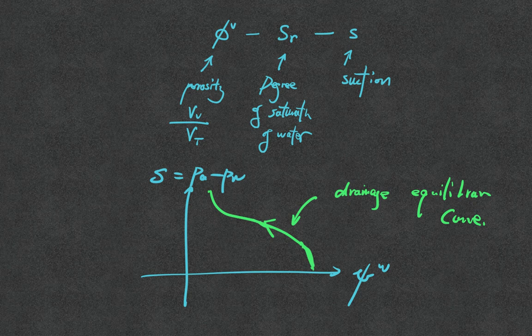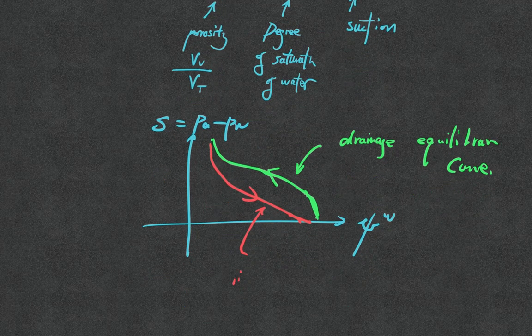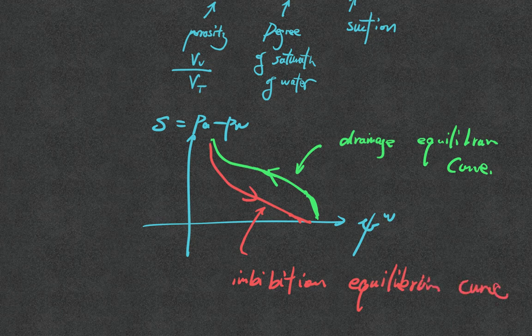Now, the interesting thing is that if you're wetting it, not drying it, you have a different path that looks like this. Usually the end paths get pretty close, and this is called the imbibition equilibrium curve. Simply call it the wetting. Now the most important thing to see is the following.